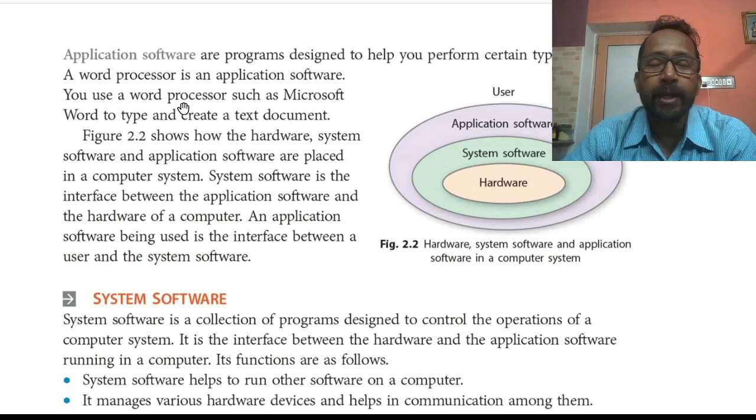It comes in a package, MS Office or Office Suite. Figure 2.2 shows how the hardware, system software and application software are placed in a computer system. System software is the interface between the application program, means application software, and hardware of the computer. An application software being used is the interface between a user and a system software.